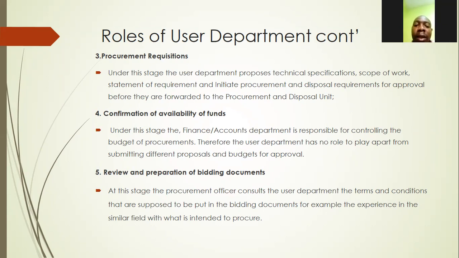That is number 3. Then we move to confirmation of availability of funds as our next step, where the key player is the finance or accounts department that is responsible for controlling the budget of procurements. Here, the user department is not fully engaged and has a limited role under this stage.